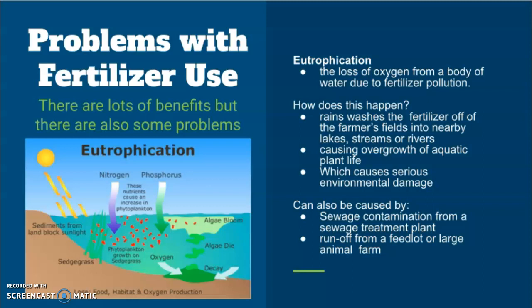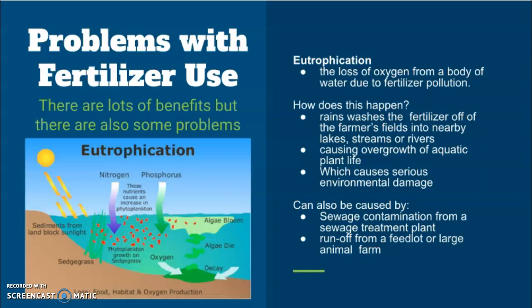Eutrophication. I can't even say it. Eutrophication. And it is the loss of oxygen from a body of water due to fertilizer pollution. It would happen so often we had to give it a name. So rainwater washes the fertilizer off the field, goes into the lakes and streams, causes an overgrowth of plants, which causes serious environmental damage by causing these algae blooms.